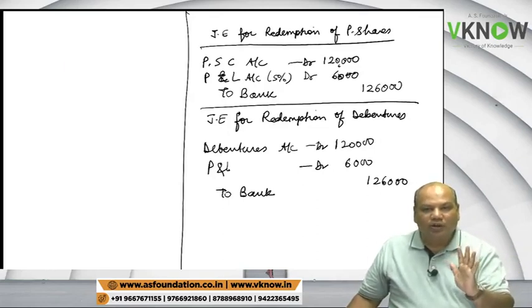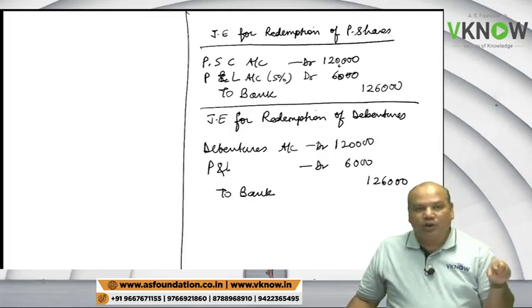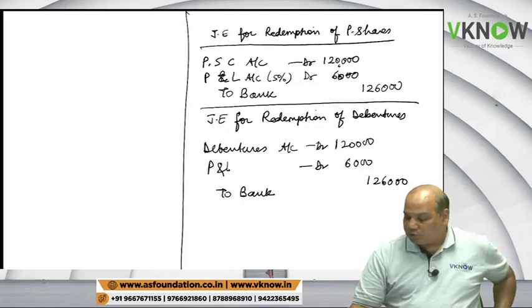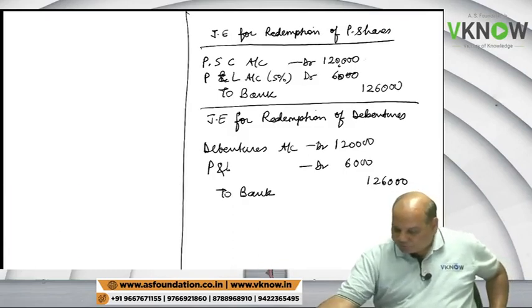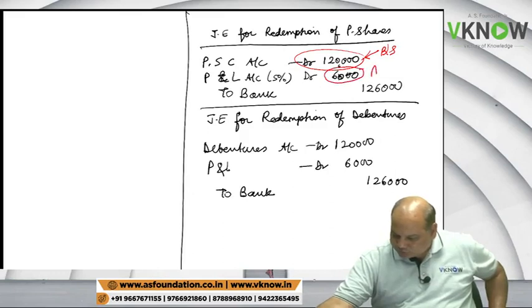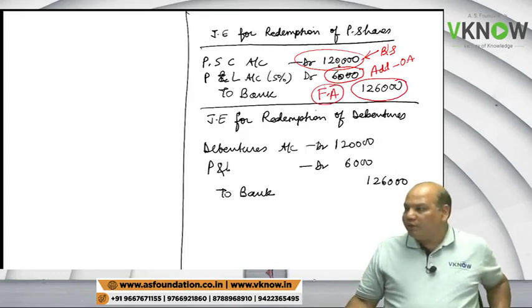We are not passing any entry. All entries have been passed. We are only evaluating it. So understand, this 1,20,000 is already reduced in the balance sheet. This 6,000 we will add back in operating activity, and this 1,26,000 we are going to pay in financing activities.